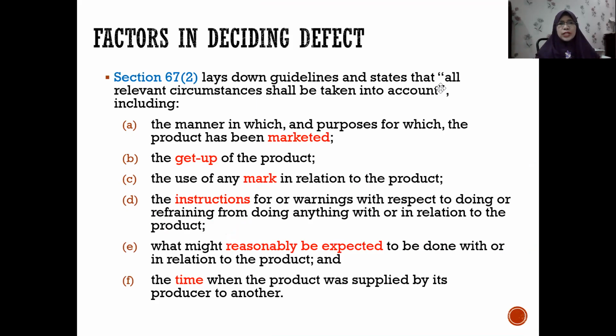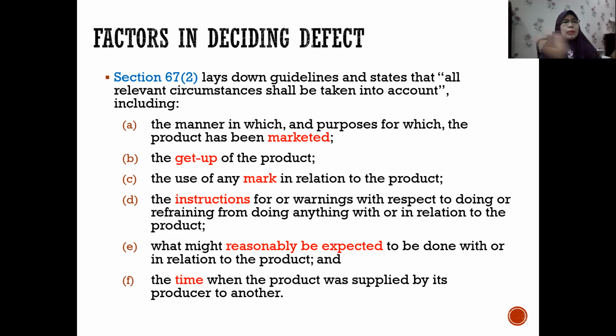And if you refer to section 6.7, subsection 2, it lays down guidelines and states that all relevant circumstances shall be taken into account. This is how the court will decide whether it is considered as defective or not here. Basically all the requirements here are relevant for the three categories of defect just now. The first one, the manner in which and purposes for which the product has been marketed. That one falls under the third category just now.